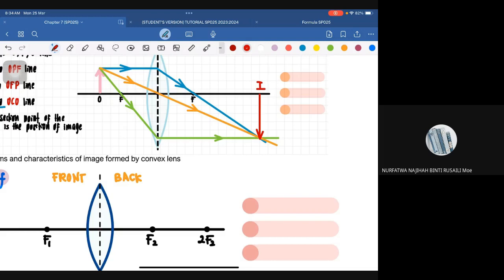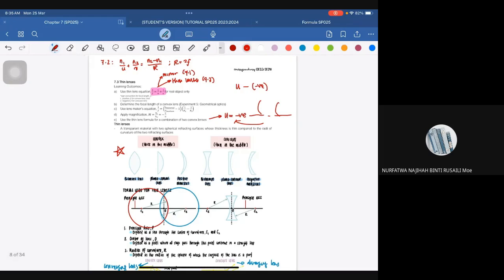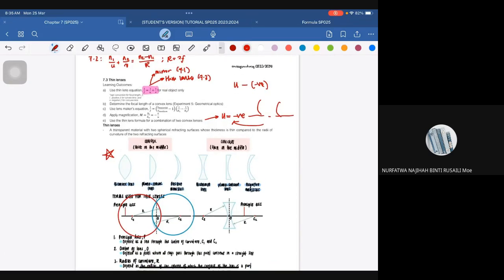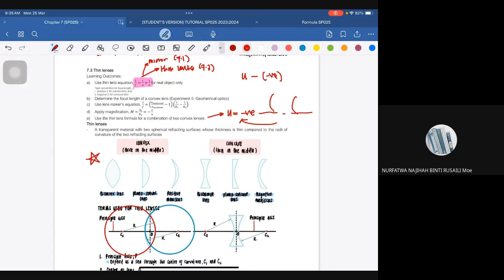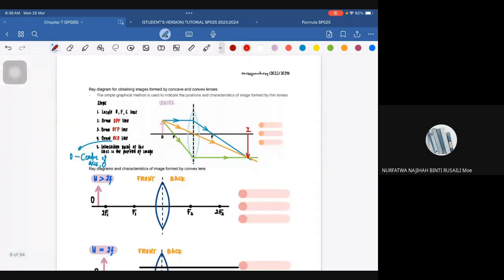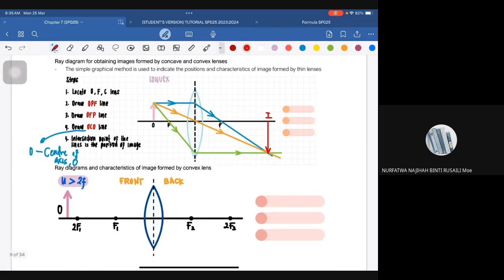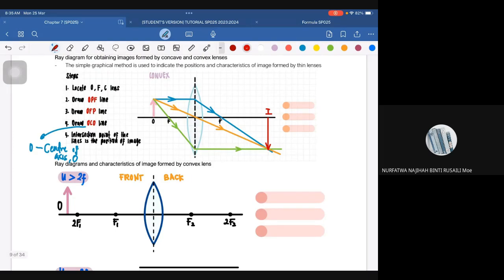Okay, this is a biconvex lens. So supposedly, let me check your learning outcomes. Ray diagram. In the learning outcomes, it does not tell you to draw the ray diagram, but it is possible for them to ask. Just make sure to remember how to do it. Based on the ray diagram, we can then determine the characteristics of this image.